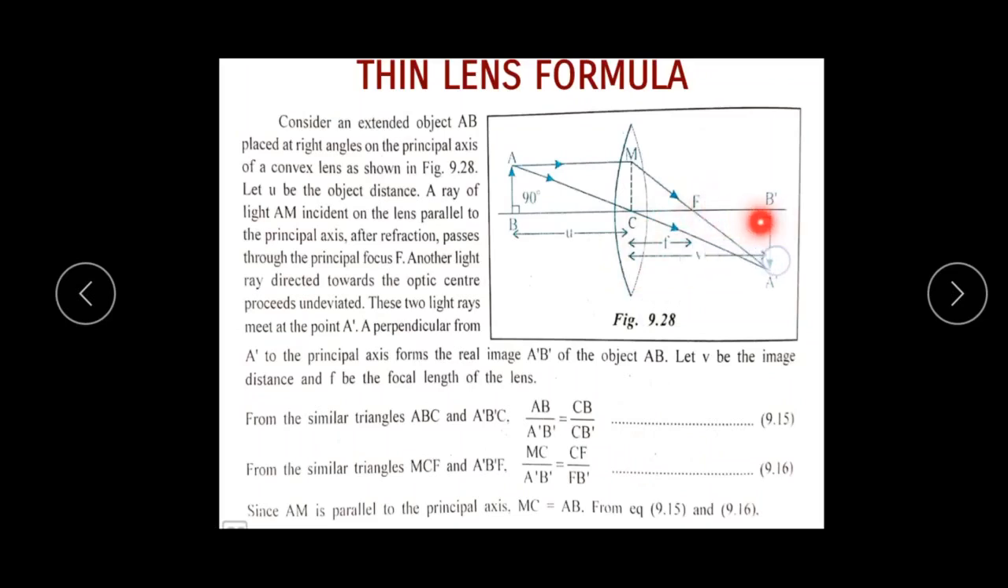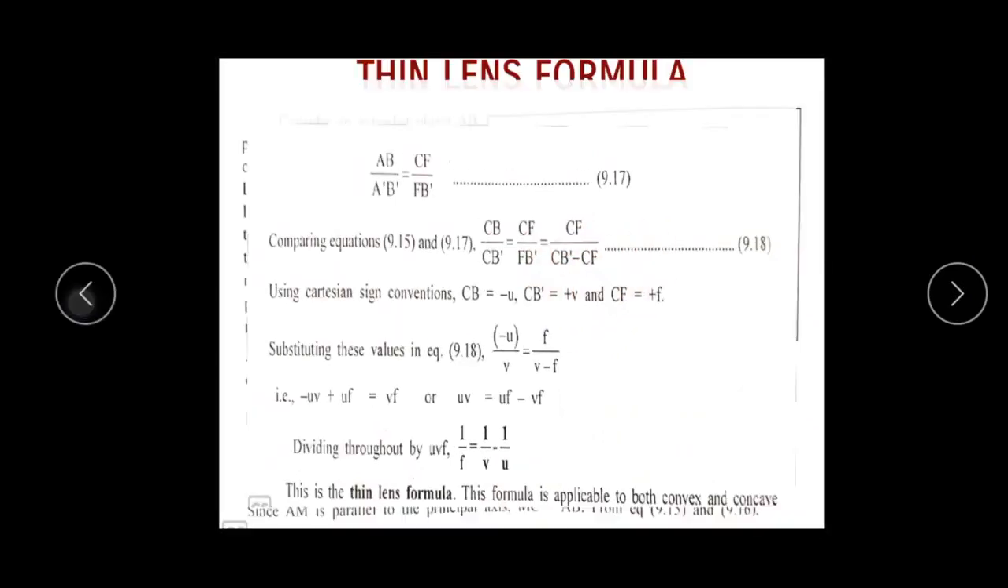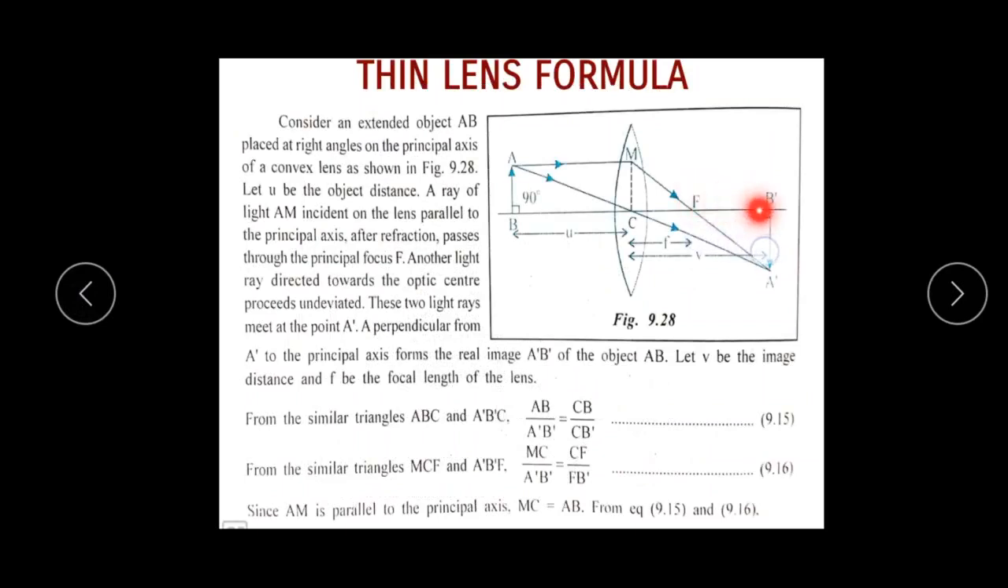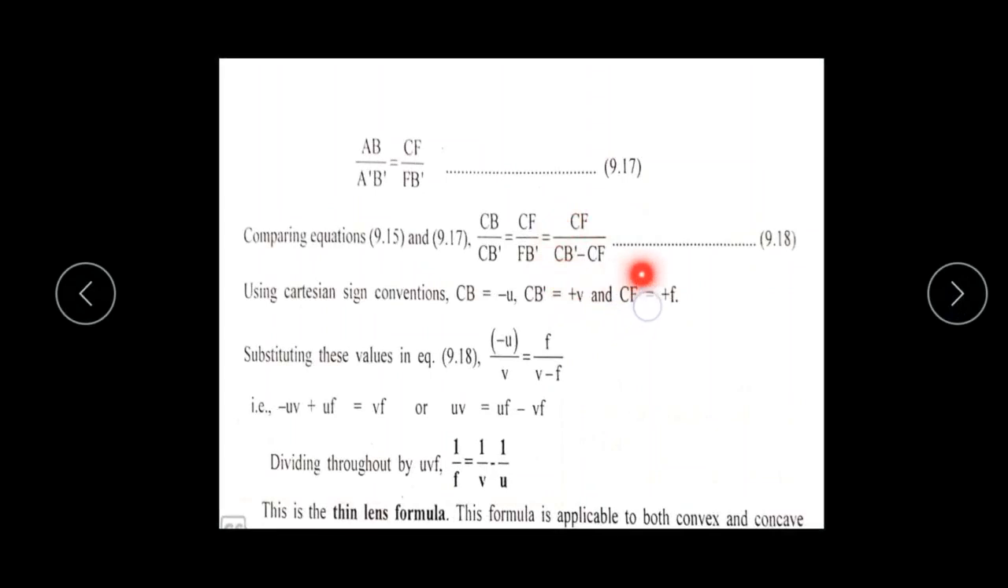Hence this FB dash can be written as CB dash minus CF. See, FB dash can be written as CB dash minus CF. Now instead of FB dash we may write CB dash minus CF. This is the third equation, and the next equation is 9.18.